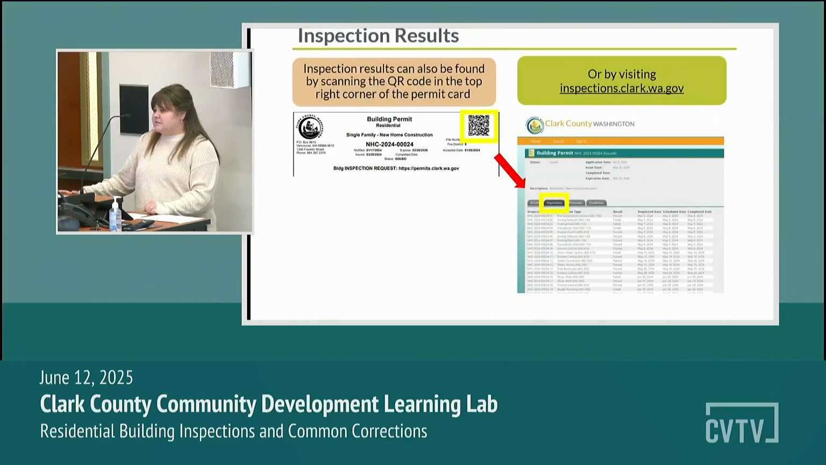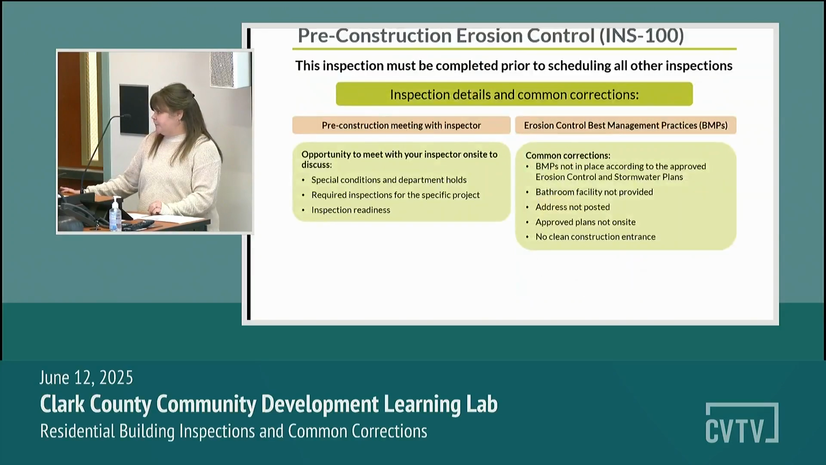And then once the inspection's been performed, you can find the inspection results on the top right-hand corner of the permit card. There's a QR code. You can scan that, and it's going to bring you right to the page with a list of all the inspections and their status. Or you can visit inspections.clark.wa.gov, put the permit number in there, and it'll bring you to the same page.